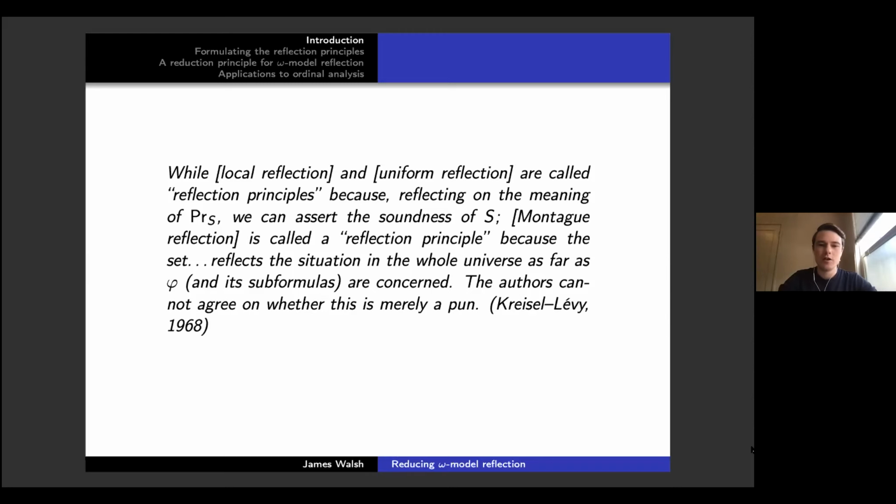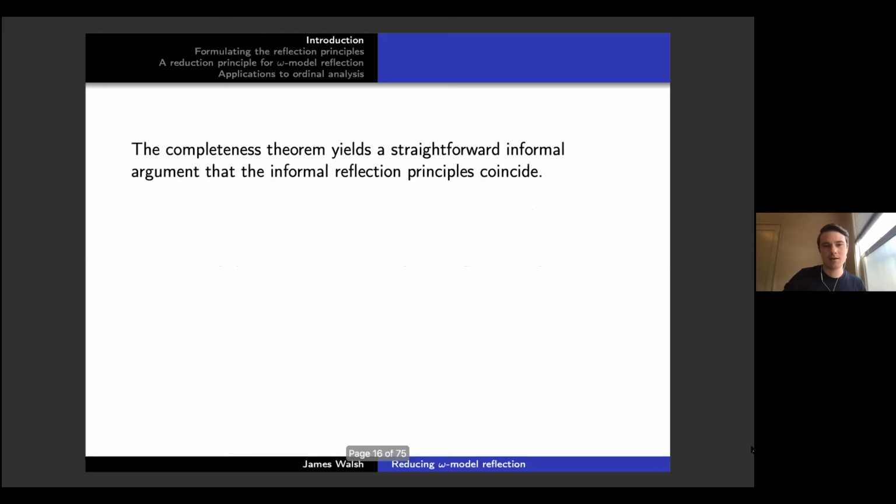The authors cannot agree on whether this is merely a pun. So apparently one of them thought that these are called reflection principles for different reasons, and you shouldn't read much into it. It's just a terminological coincidence. And one of them saw some significant connection between them. Now, if you're just looking at the formalized variants of these principles, they'll be different. But if you're looking at just the informally stated principles, the completeness theorem yields a very straightforward but informal argument that the principles coincide.